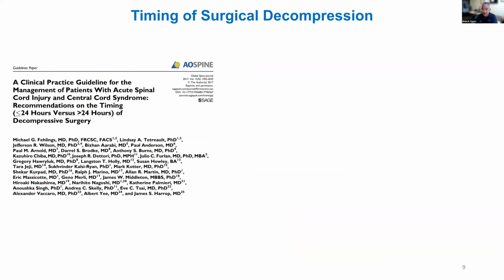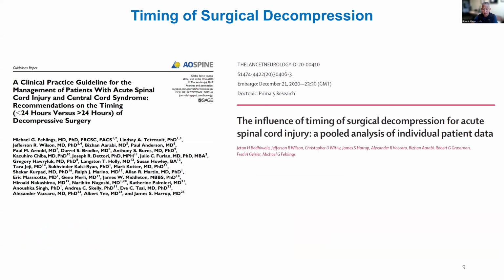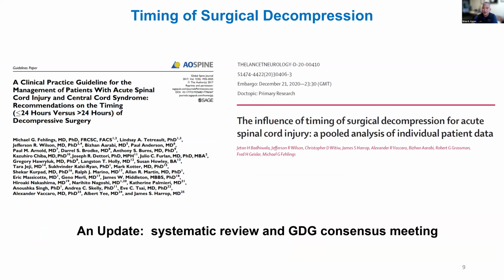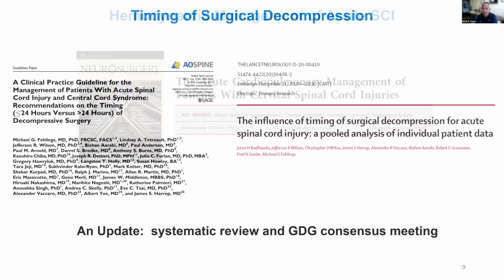In summary, for timing of surgical decompression, some important work had emerged after the 2017 guidelines, in particular this meta-analysis that Michael Fehlings led and was published in Lancet Neurology in 2022 or 2021. This was really, I think, an important thing that became apparent was necessary after the 2017 guidelines. And so we felt that it was time to update this topic.